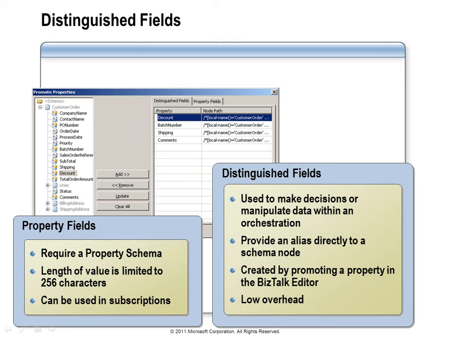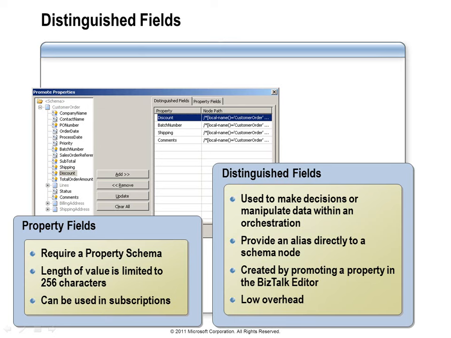One of the limitations of distinguished fields is that you cannot use them as a basis for a subscription. So for example, you could not include a distinguished field in a filter for a send port. And that's because the BizTalk message engine ignores distinguished fields. It only pays attention to property fields. So distinguished fields are actually written to the message context. They are just not flagged as property fields. So only the orchestration knows how to make use of them.